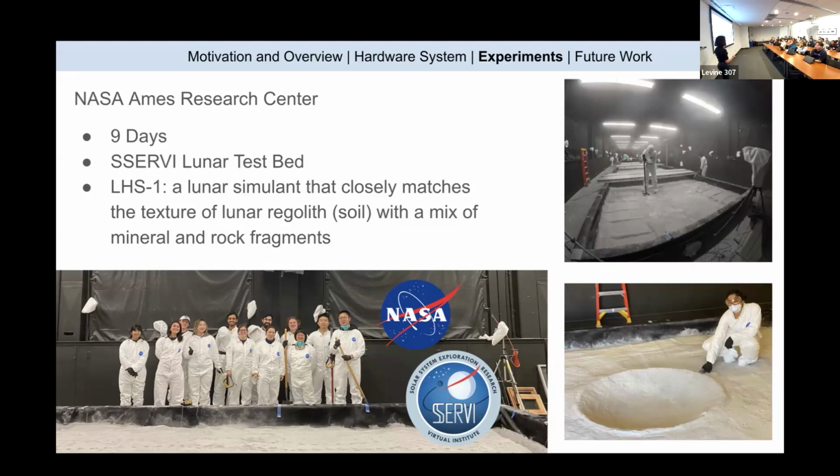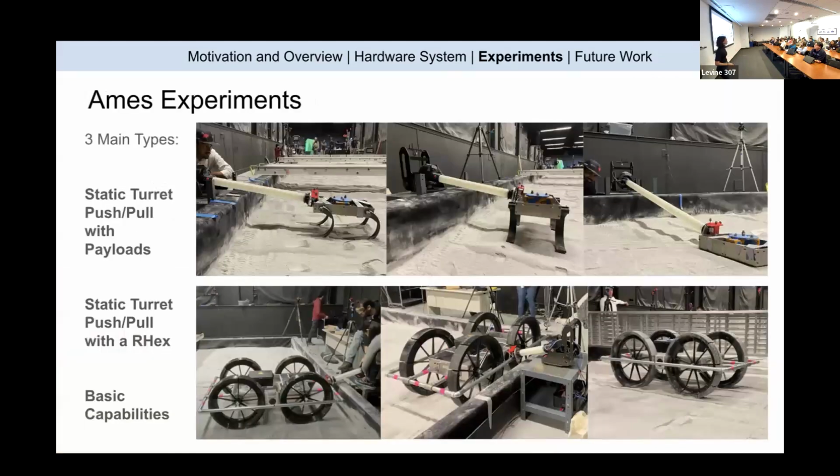Lunar regolith, because we're not allowed to call it soil because it's on the moon. At this testbed, we have this LHS1, which closely matches the texture and material properties of the lunar regolith that we do see on the moon. And so we ended up doing all sorts of tests out there just to stress test and understand how our system is working. Those experiments fell into 3 basic categories.